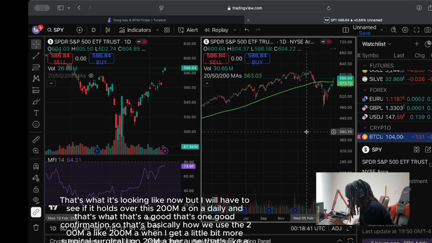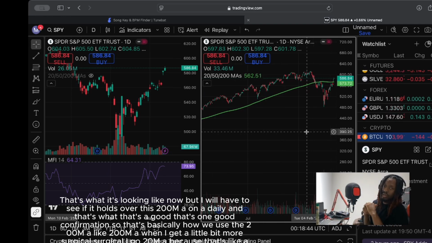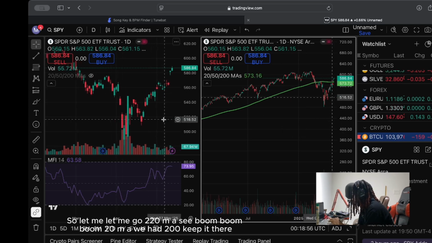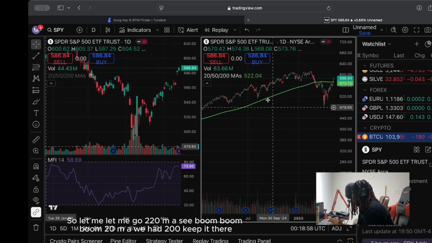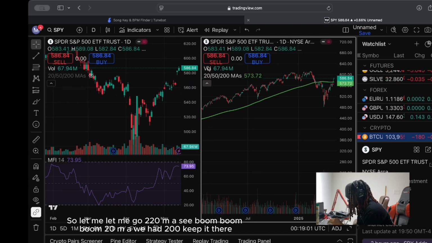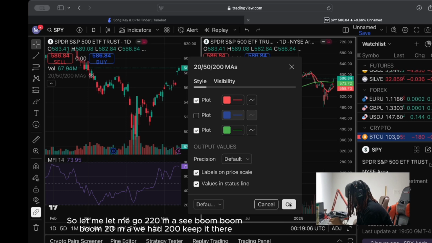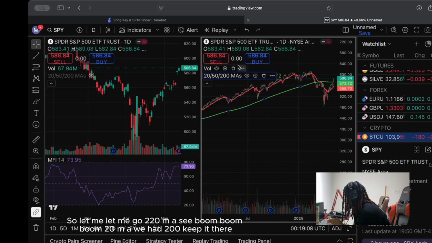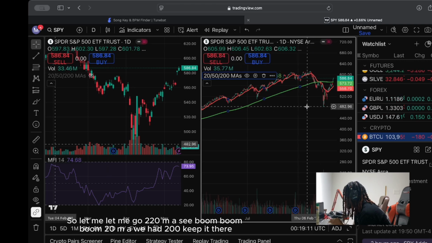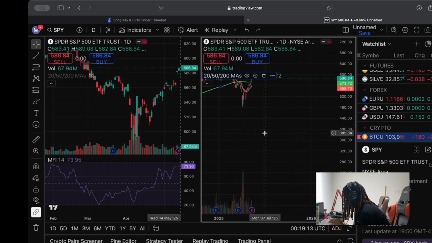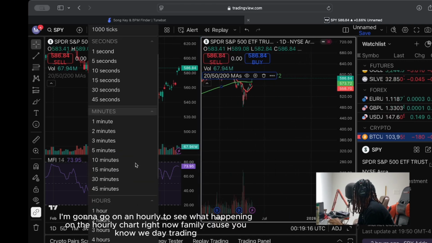So that's basically how I would use the 200 MA, and when I get a little bit more surgical, I go 20 MA because that's like a shorter time frame. Let me go 20 MA. Let me see. Boom, boom, boom. 20 MA. We'll leave it at 200. We'll keep it there. I'm gonna go on an hourly.